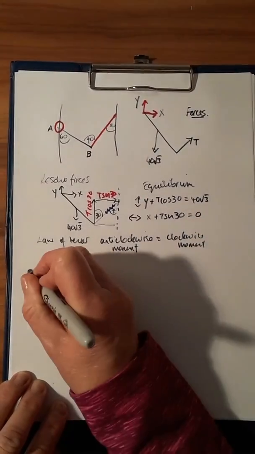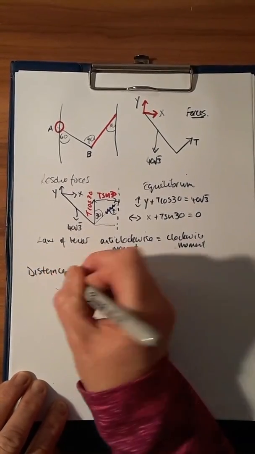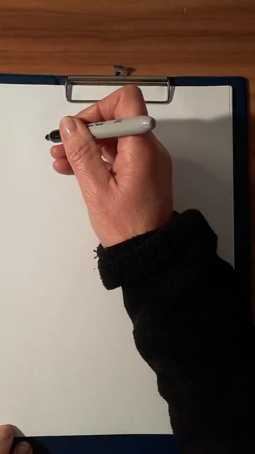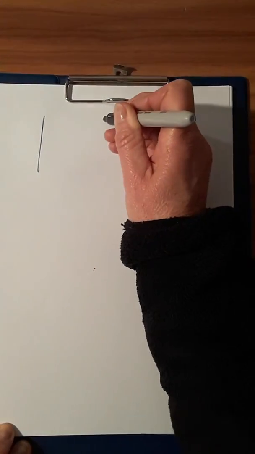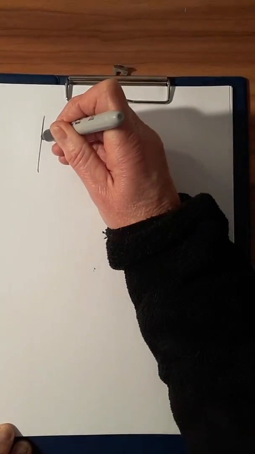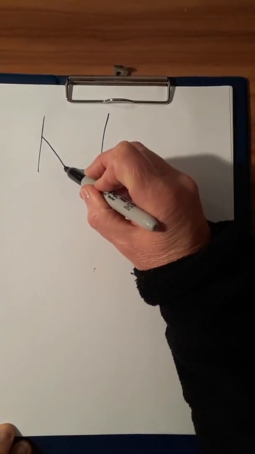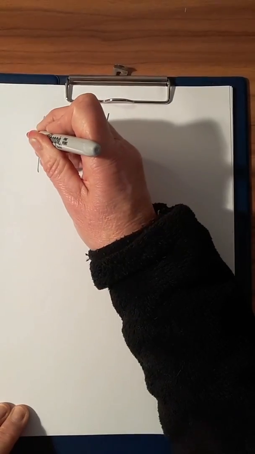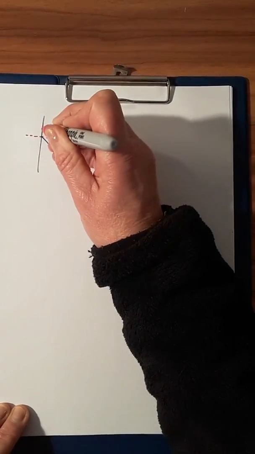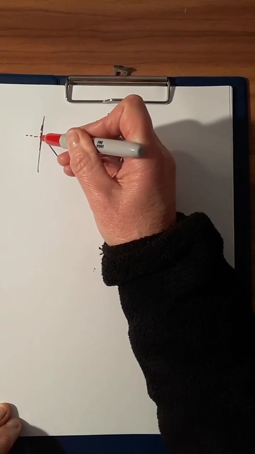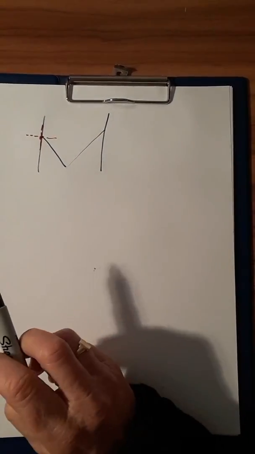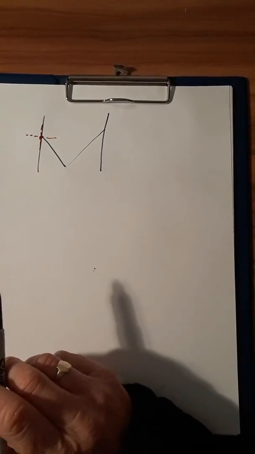So now we're going to do a distance diagram. Right then, so we've got the wall, two walls. We've got this rod, remember, AB, and we've got this tension in the string. Okay, now then, the forces we're interested in are the X and Y forces, which are passing right through the fulcrum. So therefore, at the moment, their effect is going to be 0.